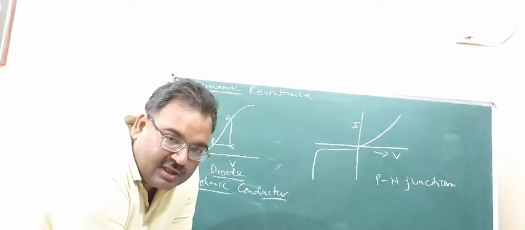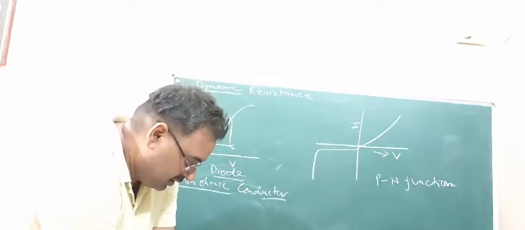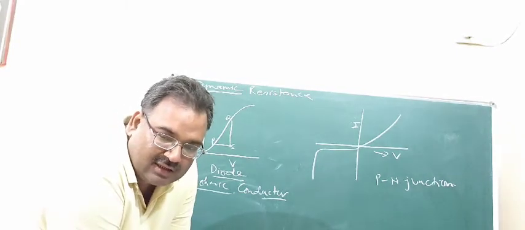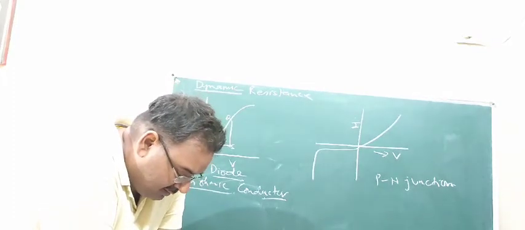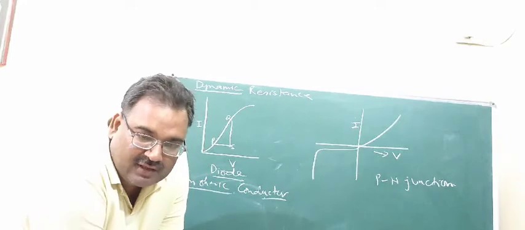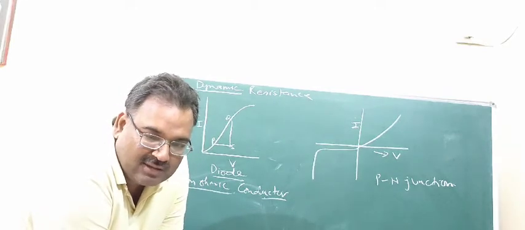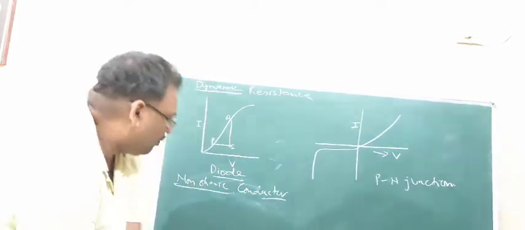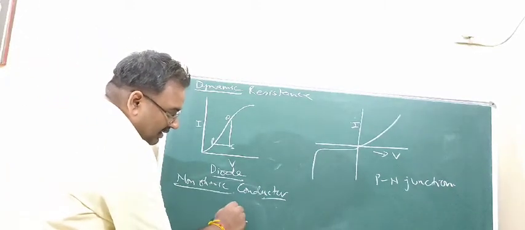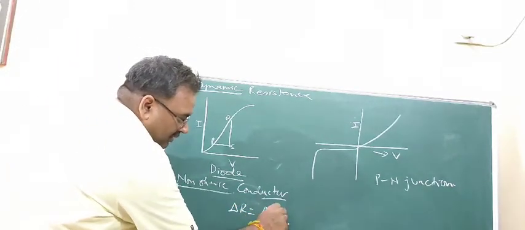If there is a small change in the potential difference across the end of the conductor, then there is a small change in the electric current. And the ratio of delta V upon delta I is known as dynamic resistance. So what is dynamic resistance? Dynamic resistance is delta R. Delta R is equal to delta V upon delta I.